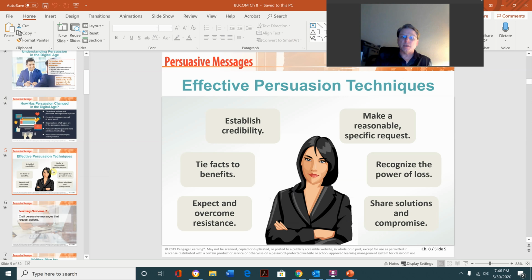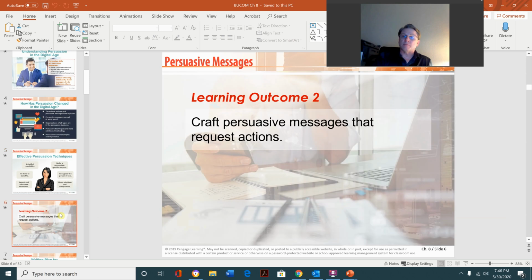The effective persuasion techniques: expect and overcome resistance, tie facts to benefits, establish credibility, make a reasonable specific request, recognize the power of loss, share solutions, and compromise. Although compromise is pretty bad, I would never recommend a compromise. You'd find a win-win situation if at all possible, because when you compromise, both sides lose something. If you have win-win, then neither side loses anything, which is a much more positive outcome than both sides losing something, which is a compromise.